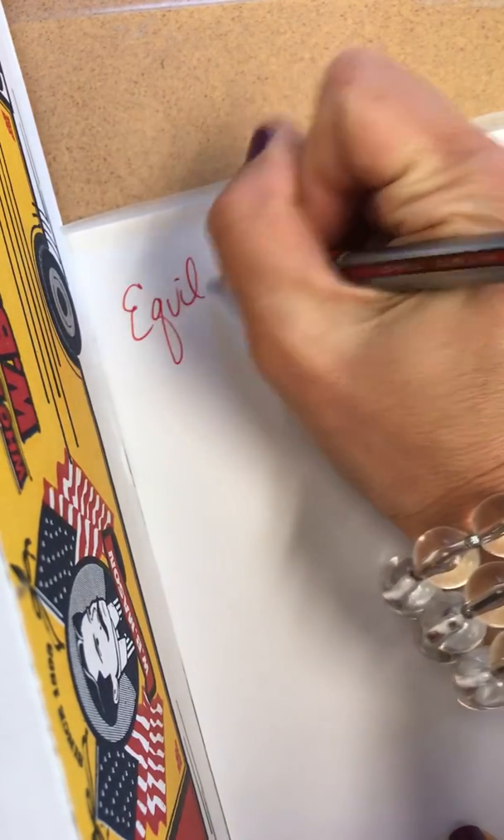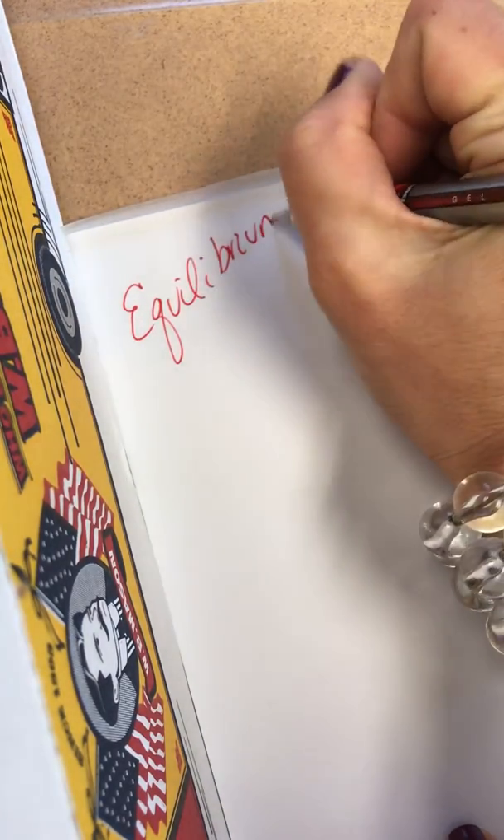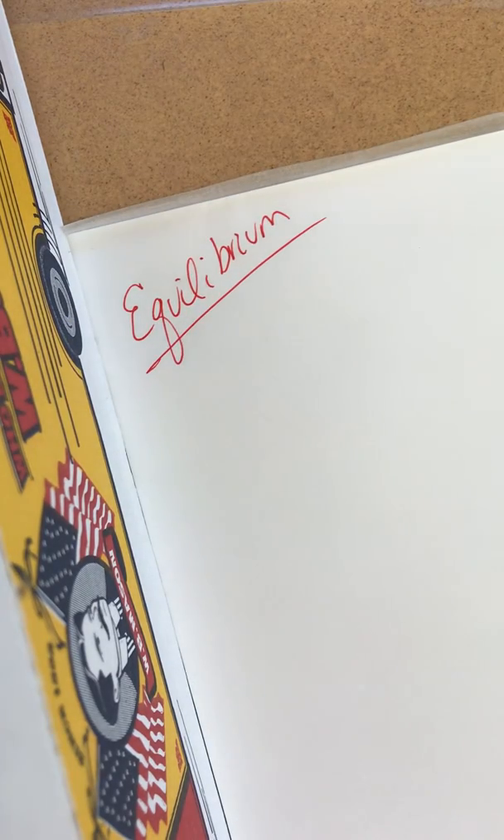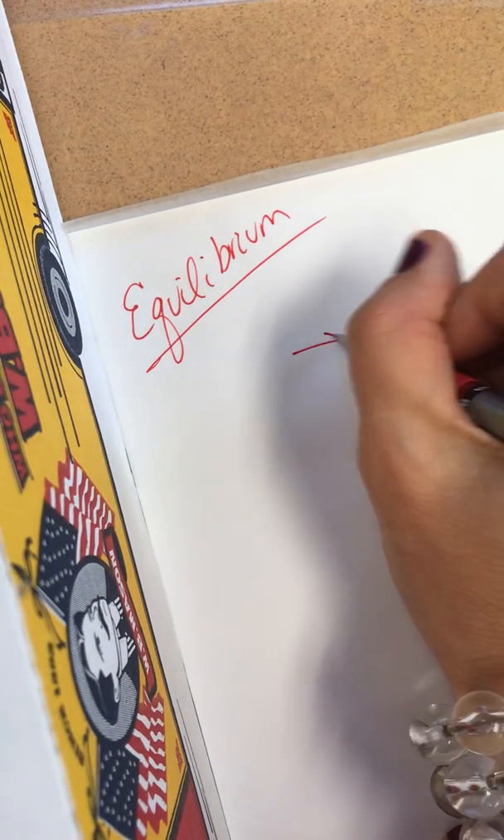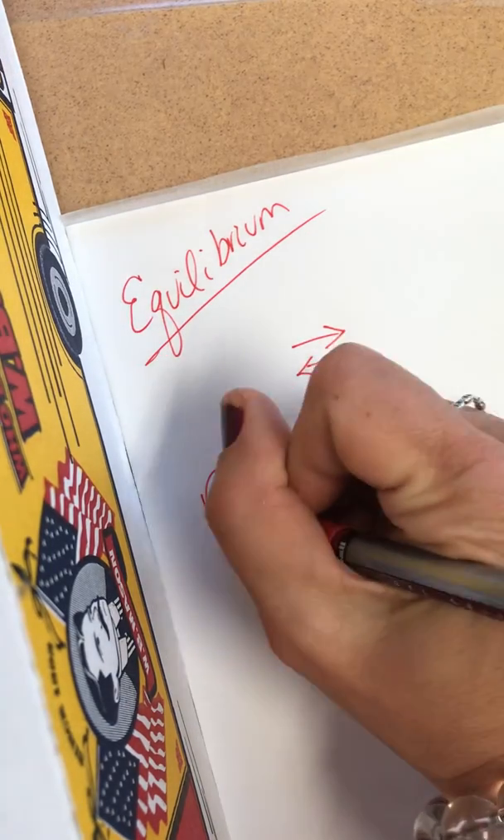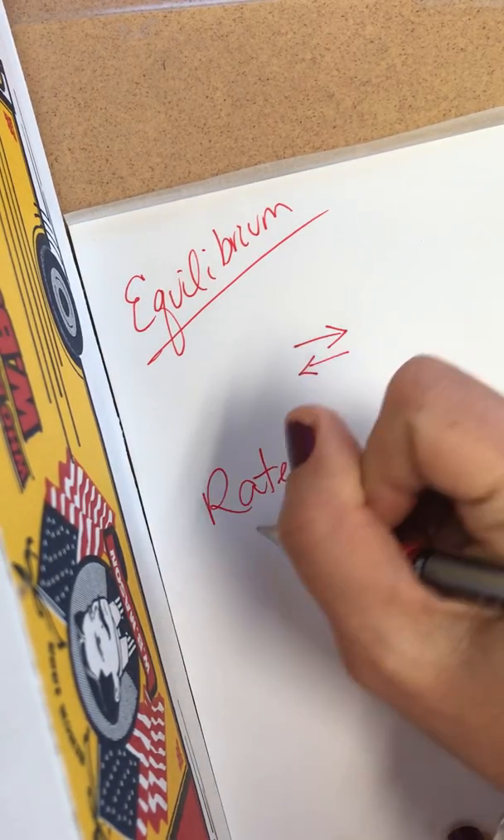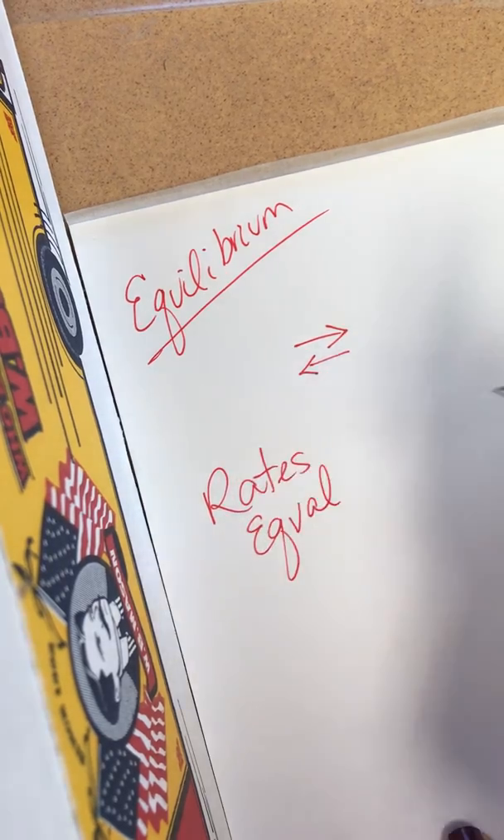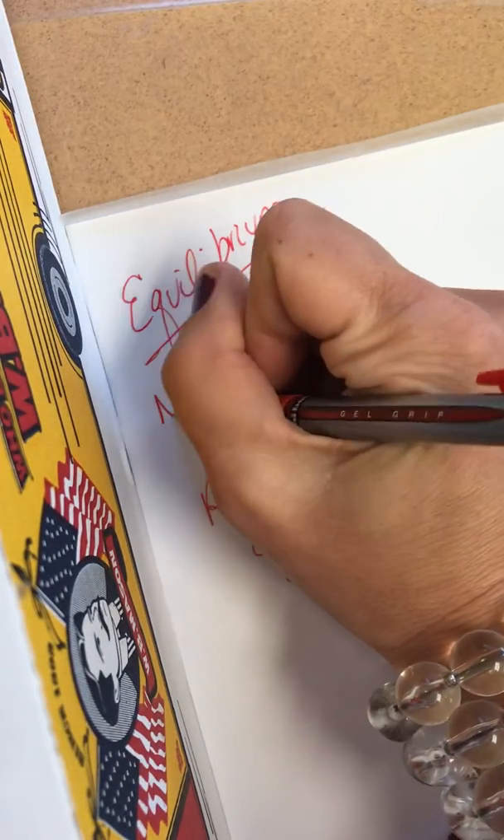Today's topic is equilibrium. If you have a reaction and it is at equilibrium, it can go both in the forward direction and the reverse direction, and the rates of my reaction must be equal. So let's come up with an example.